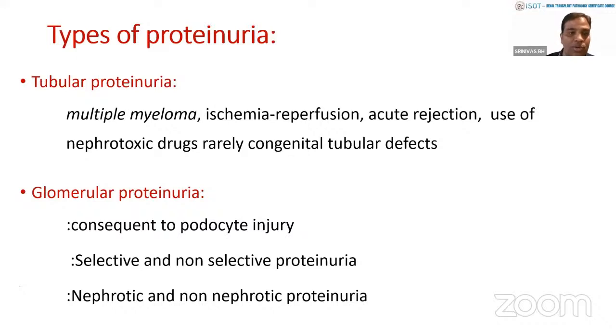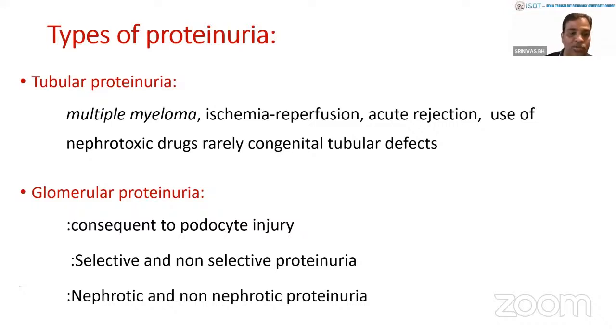The most important ones are multiple myeloma, and other causes, usually in the post-transplant setting: ischemia, reperfusion, acute rejections, use of nephrotoxic drugs, and rarely the congenital tubular defects. These are all rare, but usually in tubular proteinuria, the quantity is less.